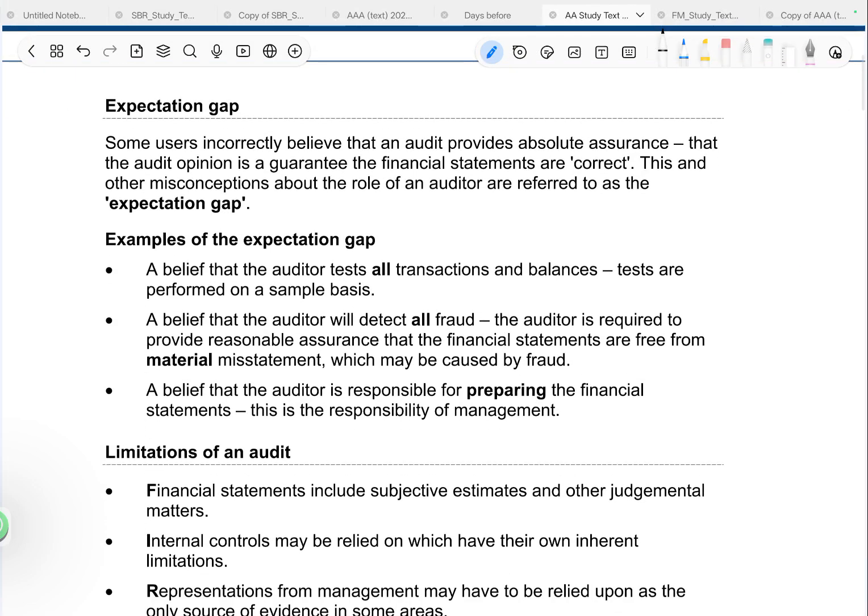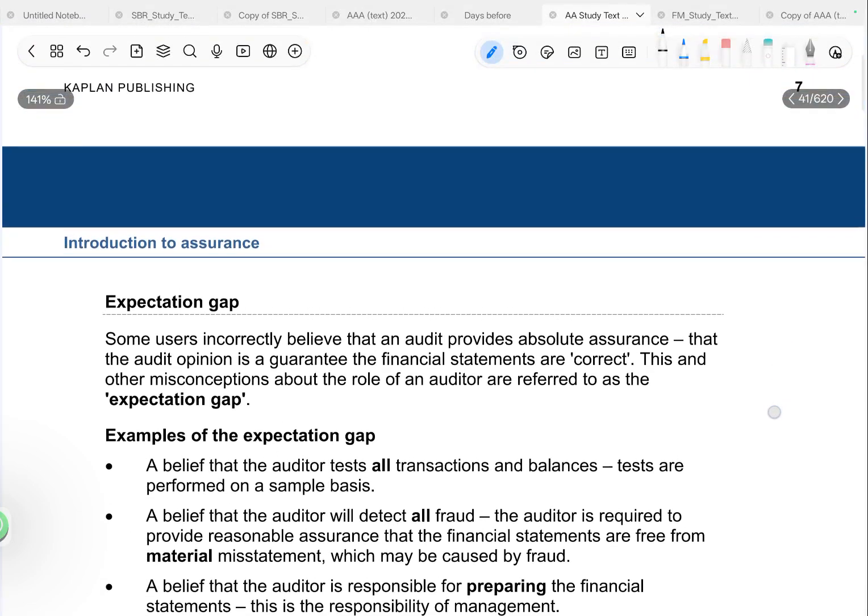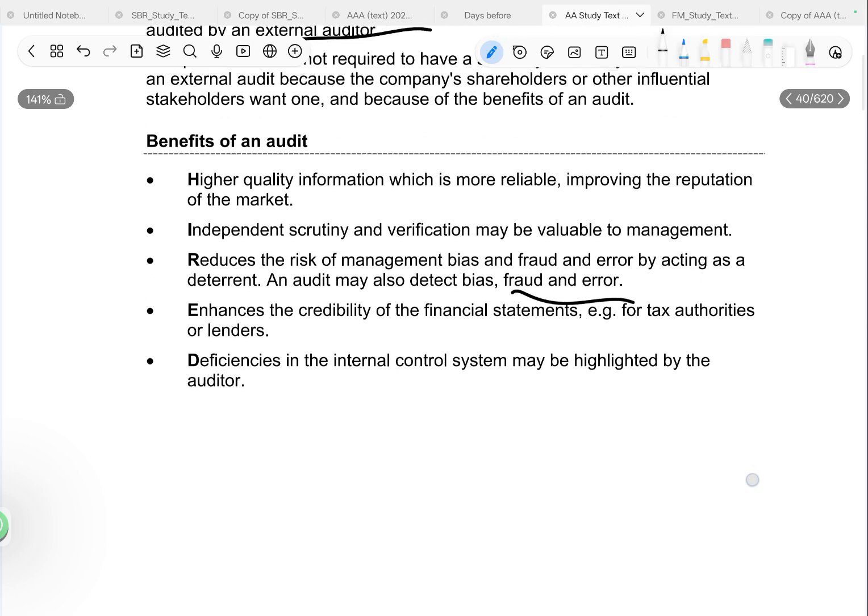Alright, now let's talk about another type of assurance engagement called a review engagement. Oh, sorry, I am on the wrong page.